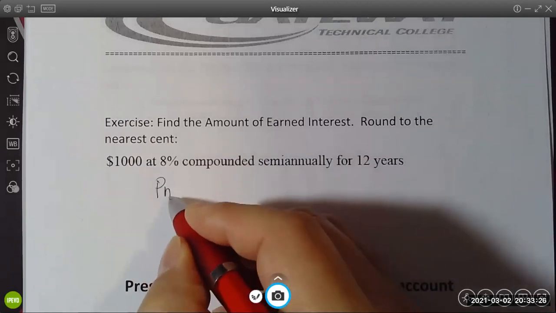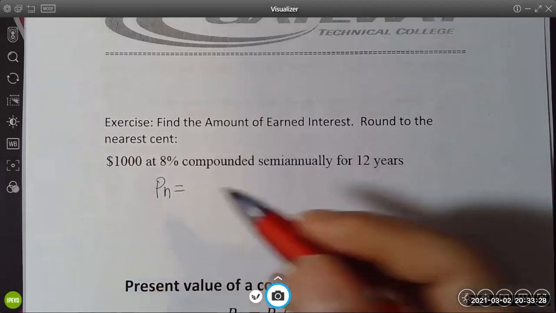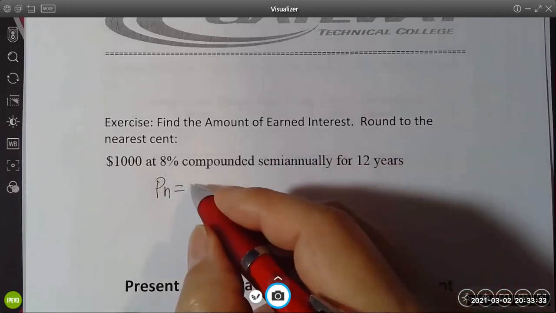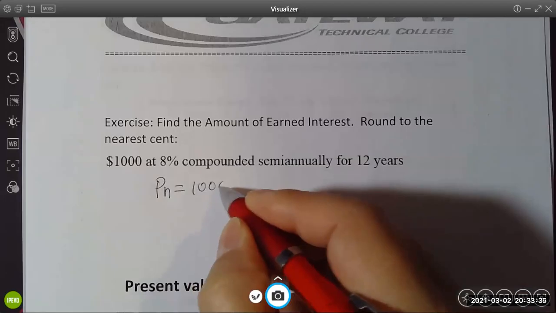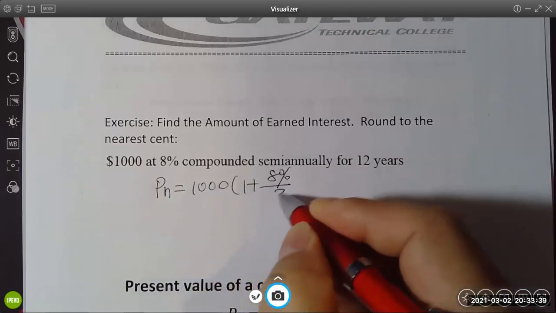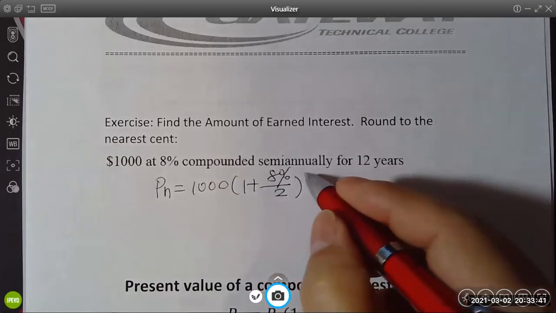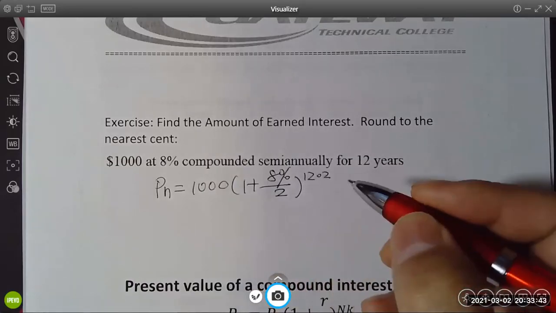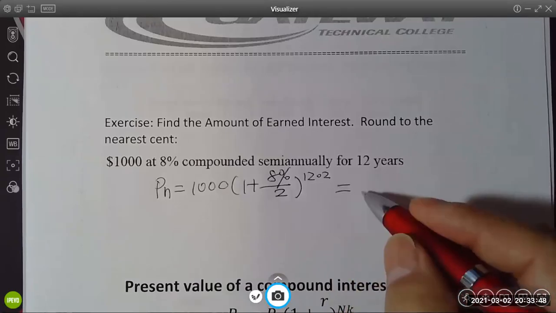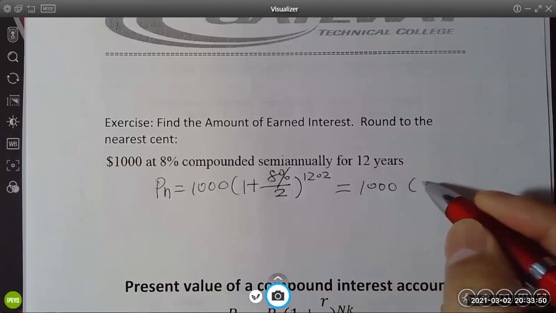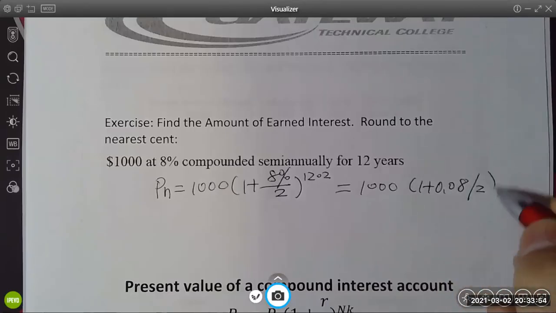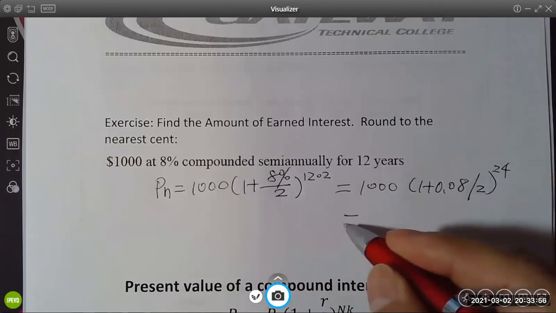So let's do the account value first because this formula only calculates the account value first. This is a compounding account. We deposit $1,000. We get 8%, but compounded semi-annually. And we have 12 years times 2. Totally, we do it 24 times because we do it twice a year. So 1,000 times 1 plus 0.08 over 2 to the power of 24.